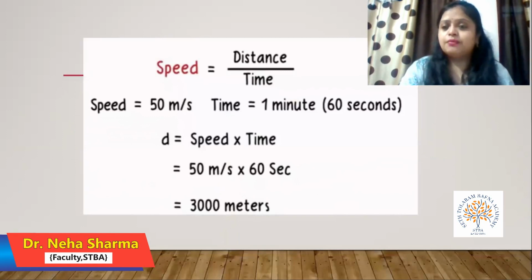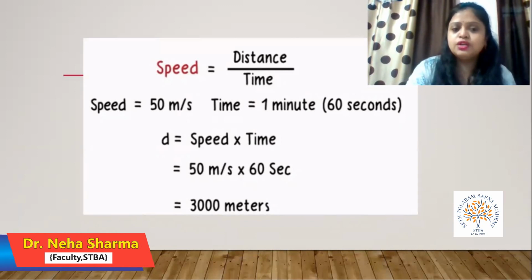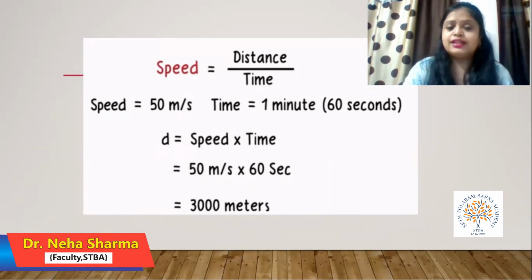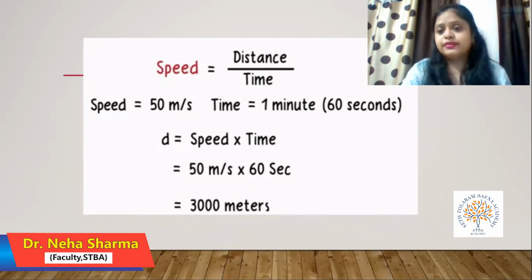There is one more example of calculating speed. Suppose you know the speed and the time, you can identify the distance covered. Suppose one object is moving with a speed of 50 meter per second and the time taken is 1 minute, that is equivalent to 60 seconds. Calculate the distance traveled. Distance can easily be calculated vice versa. Speed is distance by time, so distance is speed multiplied by time.